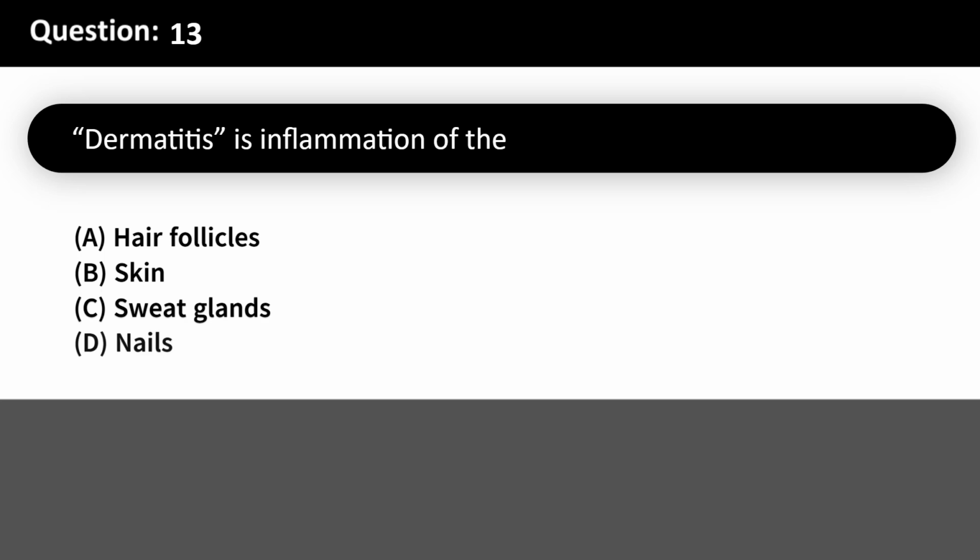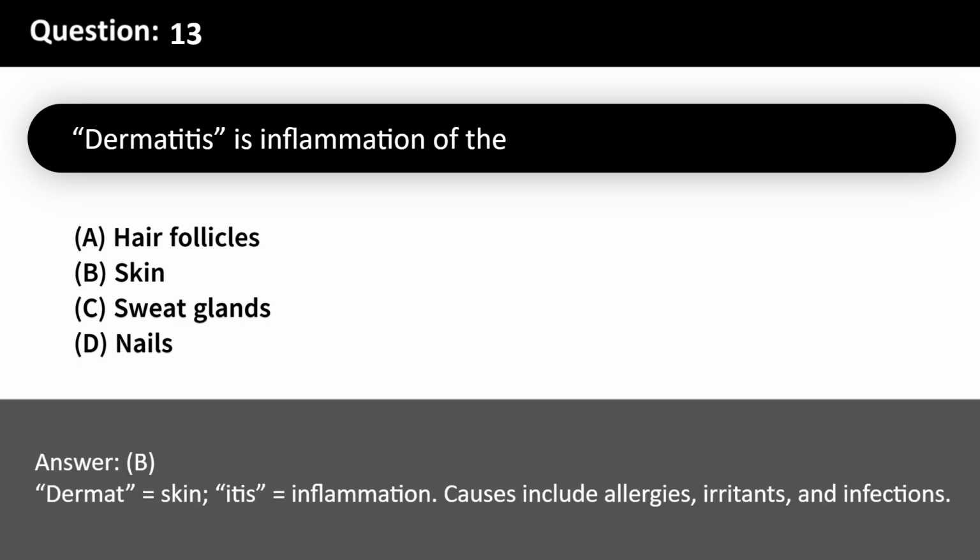Dermatitis is inflammation of the: A. Hair follicles. B. Skin. C. Sweat glands. D. Nails. Answer, B. Dermat equals skin, itis equals inflammation. Causes include allergies, irritants, and infections.